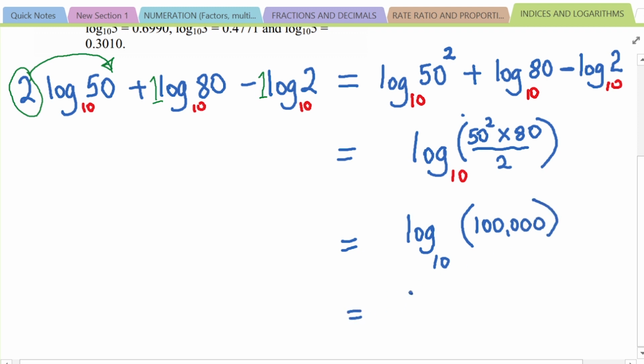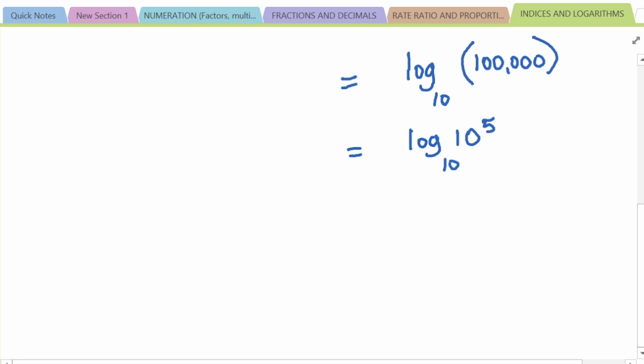So this is going to become log of, 100,000 is 10 to the power 5. So log of 10 to the power 5 to the base 10. This means we are going to transfer this 5 and bring it right there according to our logarithm laws. So this is going to become 5 log of 10 base 10.